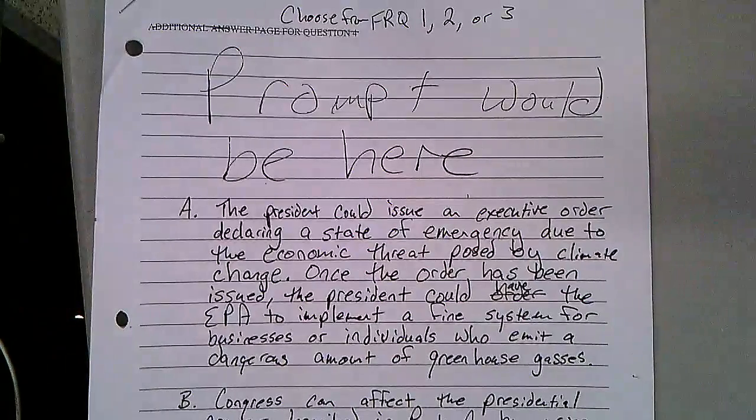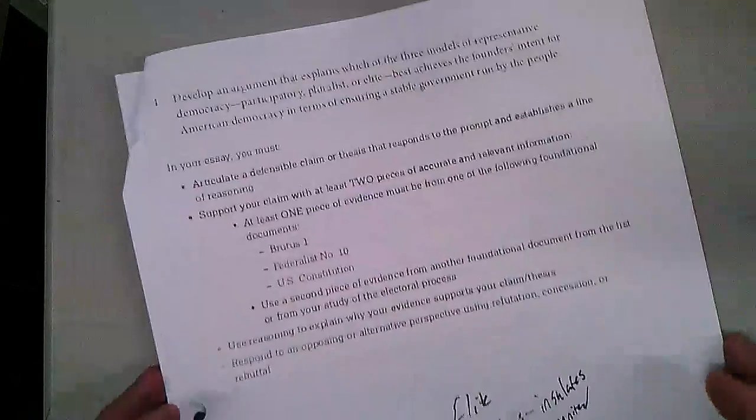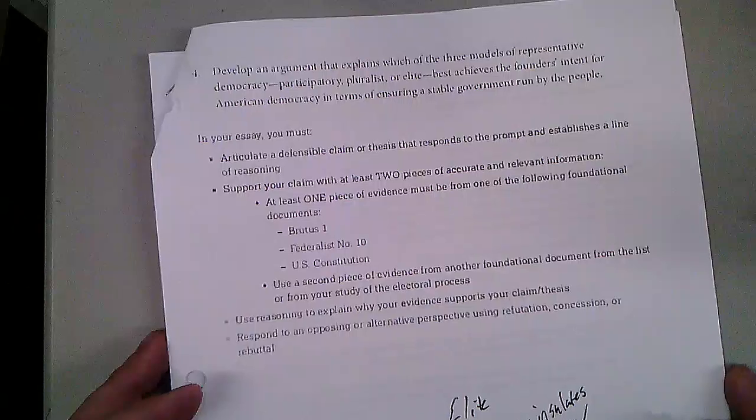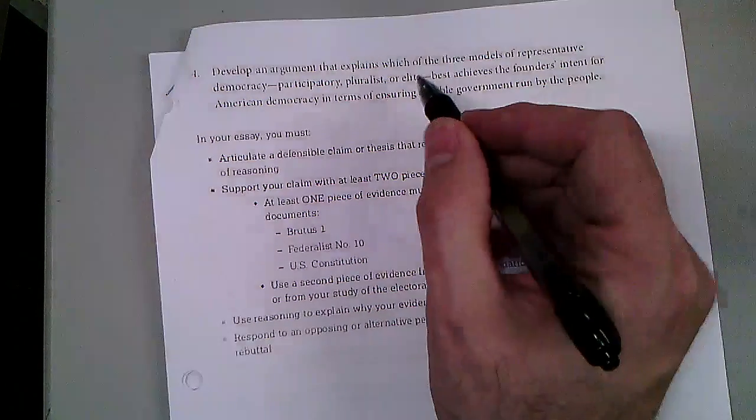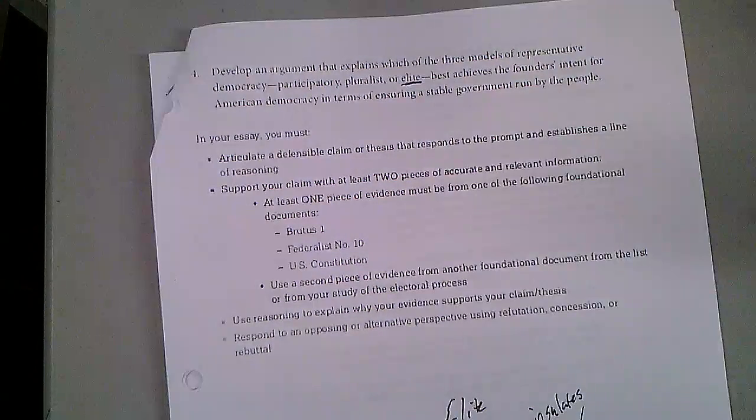So first we're going to look at the prompt, and the prompt is here. And the prompt reads, very blurrily, develop an argument that explains which of the three models of representative democracy, participatory, pluralist, or elite, best achieves the founders' intent for American democracy in terms of ensuring a stable government run by the people. Well, everybody in my class knows that the rich people run the government, and so I went with the elite theory of representative democracy.